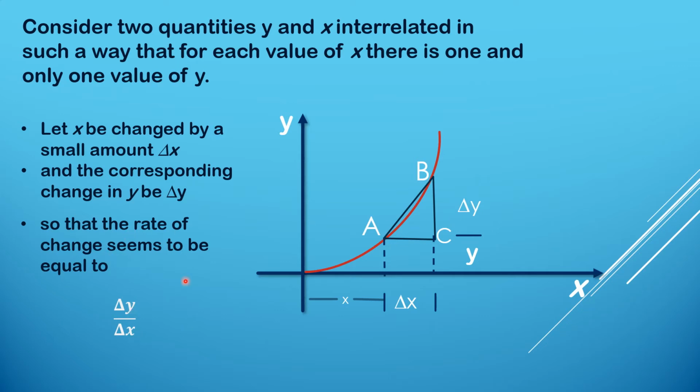Now, the rate of change of y with respect to x, that is, the change in delta y with respect to delta x, is delta y by delta x. So this is the simple method to calculate the rate. Let's see it in other words.